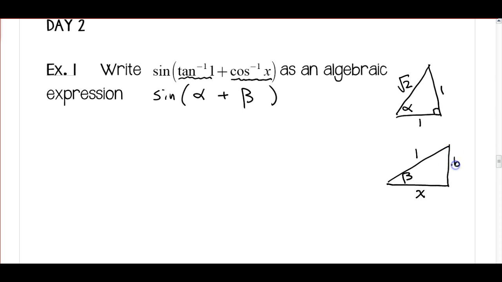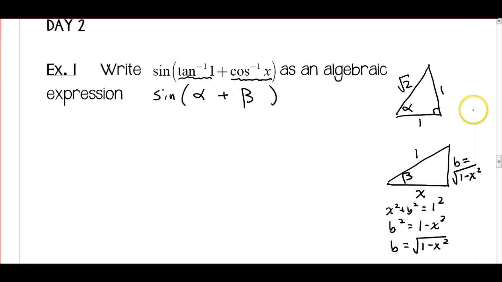We'll call it b. I would have x squared plus b squared is equal to 1 squared. So b squared is equal to 1 minus x squared. And then b is the square root of 1 minus x squared. So that's what this side here is, the square root of 1 minus x squared. Okay, so now that we have our two triangles, I'm going to use my sum formula for sine.